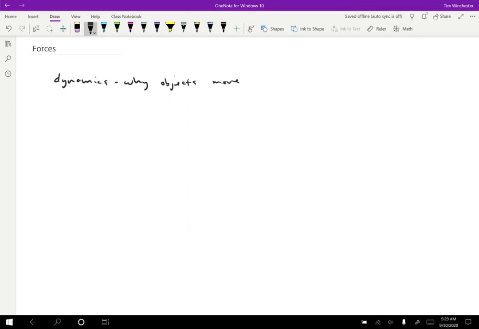And the simplest answer to this question, why does an object move the way that it does, is that we push on an object. If you push on an object, you can change how it moves. So that's the simplest answer. And that's where we're going to start.